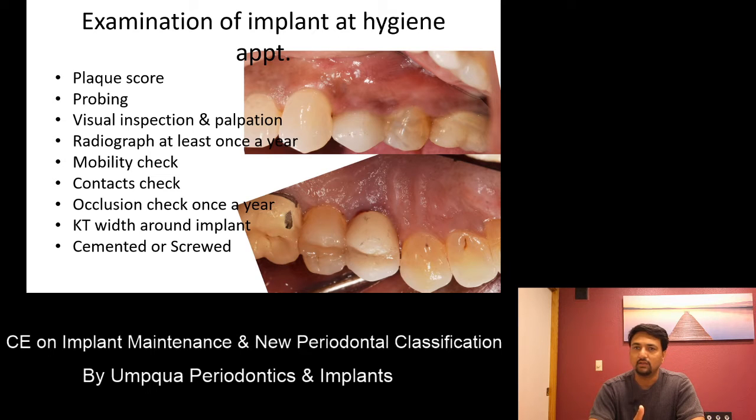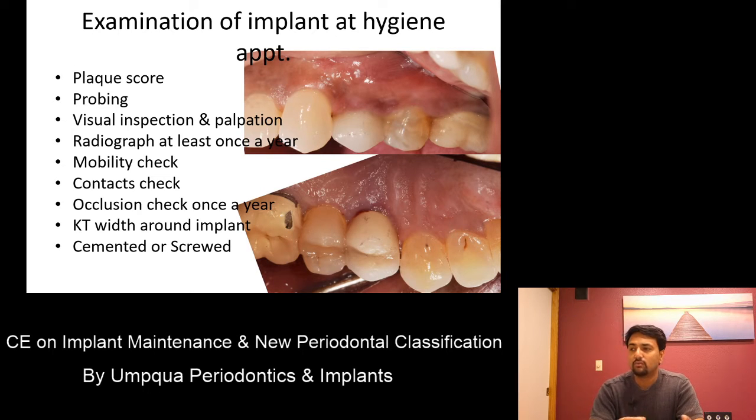inspection of the implant. I do recommend radiographs at least once a year. Again, baseline measurements are what is important. So the dentist who restored the implant should have taken a radiograph at the time of restoration. And since you're seeing the patient for the 3-monthly or 6-monthly hygiene appointments, you should update those radiographs at least once a year, so we can compare the bone levels around that implant.